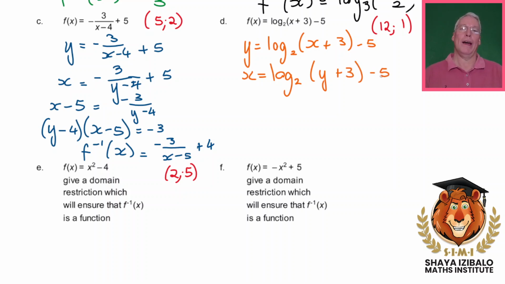Now we're going to get y on its own. We're going to add 5 to both sides. So x plus 5 is log base 2 of y plus 3. We're now going to take it out of log form into exponent form. So y plus 3 will equal 2 to the x plus 5.